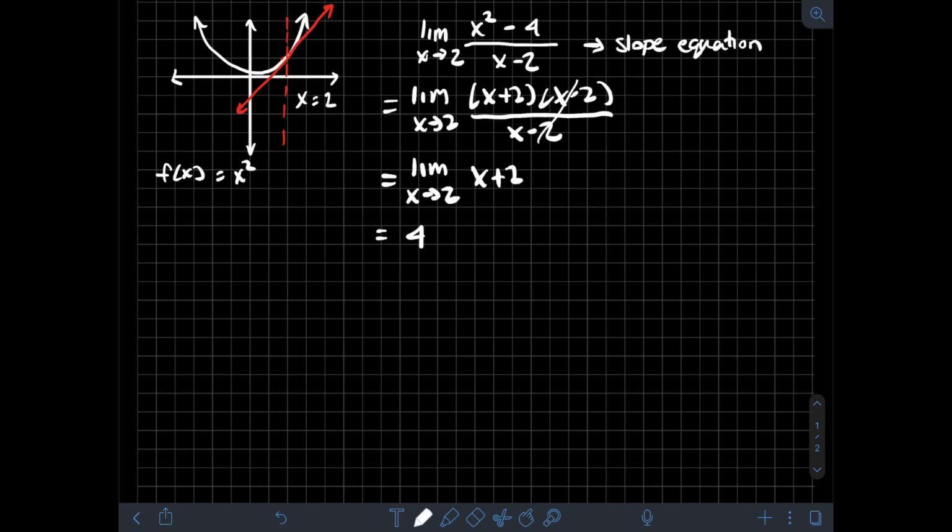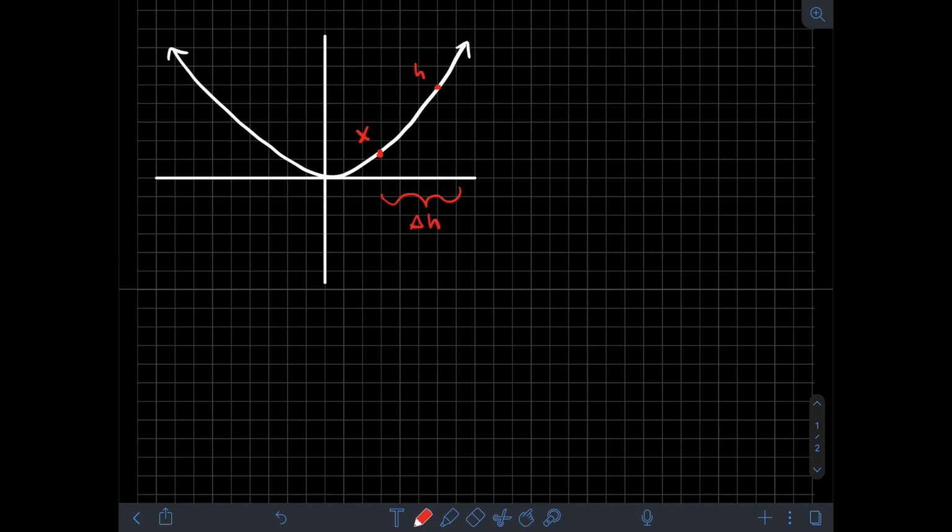We know this is also equal to the slope of the tangent line at x equals 2. So the question is, can we streamline this process to come up with the representation for the rate of change at any point on this curve? The answer is yes, but we need to change a little bit of notation. So I've redrawn our function here with some newly labeled points. We have an arbitrary point x, and we also have another point h, and the distance between them we'll call delta h, or change in h.